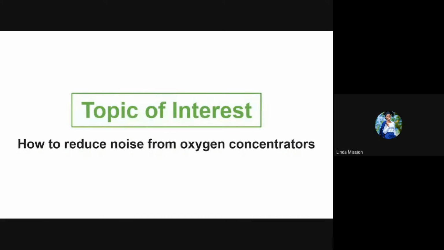Our topic of interest today is how to reduce noise from oxygen concentrators. So, noise is an unwanted sound that is regarded as loud, unpleasant, or disruptive to hearing, and there are several levels of noise. For example, a nearby whisper is about 30 decibels, a normal conversation is about 60 decibels, and a noise above 70 decibels over a prolonged period may start to damage your hearing.